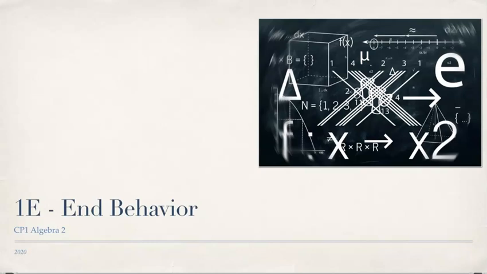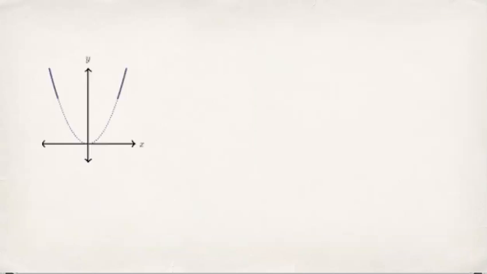So end behavior, shockingly, talks about how functions behave at their ends, all right? What's happening on the far left-hand side of the function and the far right-hand side of the function. So we're just going to go through a few examples of different kinds of end behavior. All right, the first one we're going to talk about here is this guy.